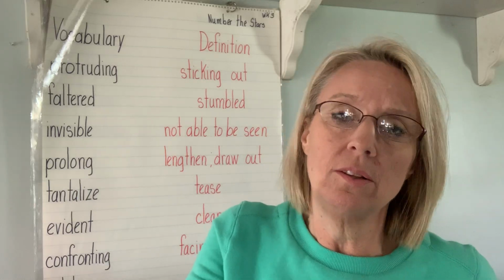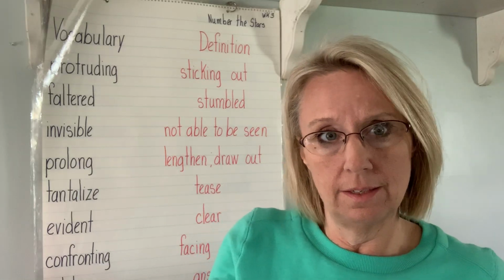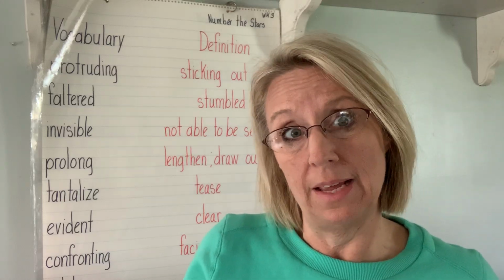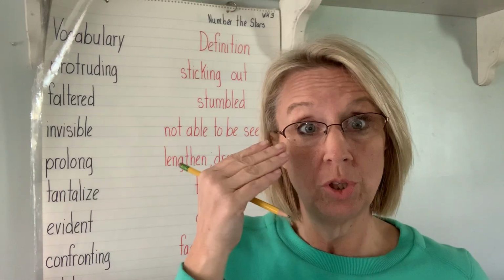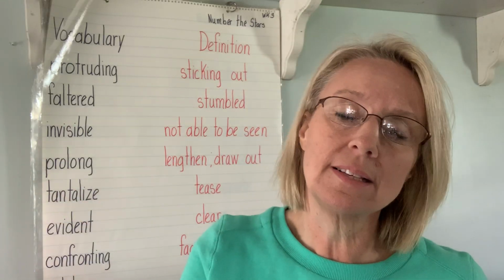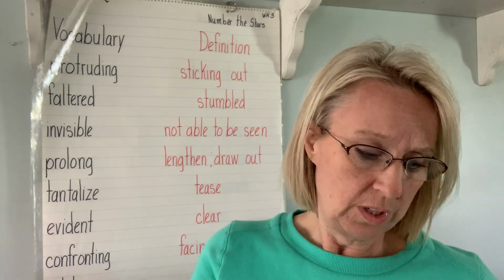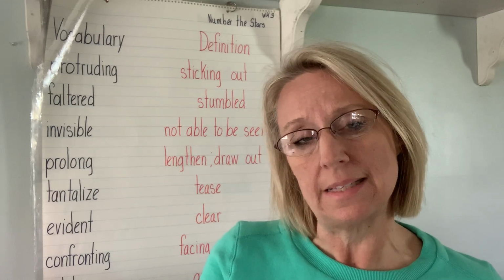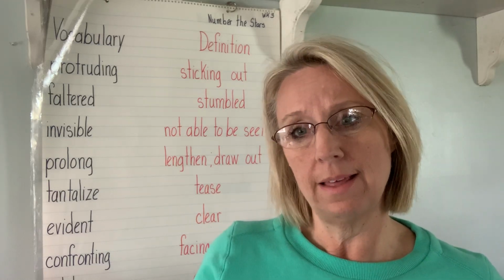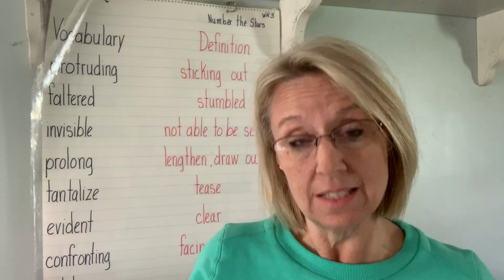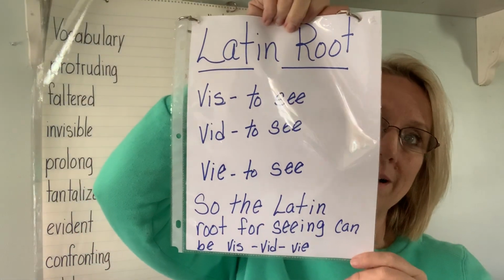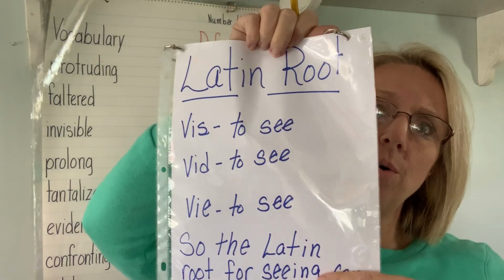Let's think about the word vision. What would that word mean? It means being able to see with our eyes. So the Latin roots vis, vid, and vie almost always give us a word that means to see something. And so that's kind of what we're talking about.